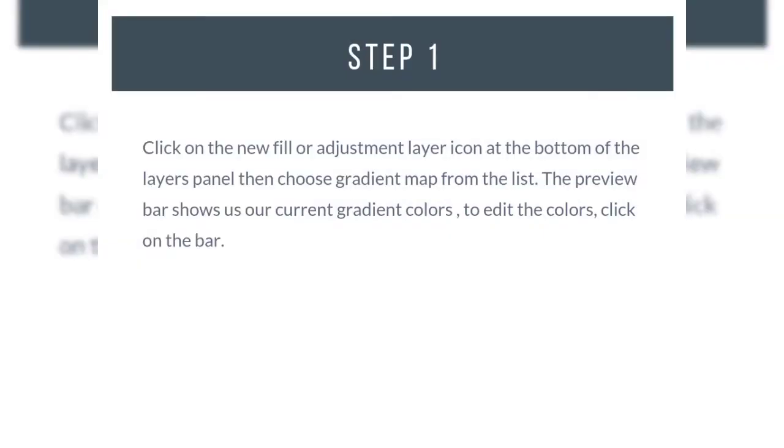First step. Click on the new fill or adjustment layer icon at the bottom of the layers panel, then choose gradient map from the list. The preview bar shows us our current gradient colors. To edit the colors, click on the bar.